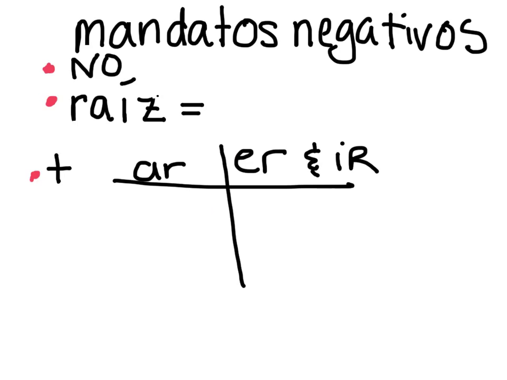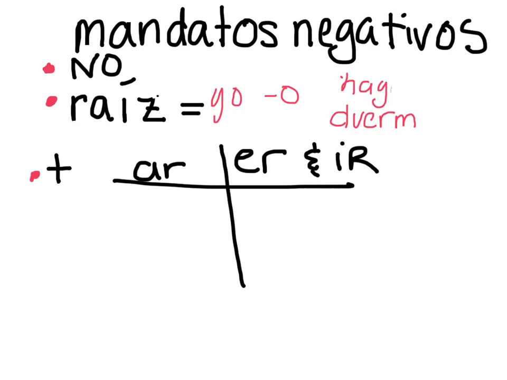Secondly, the root. The root of the verb is the yo form in the present tense minus the o. Let's look at some verbs. Hacer has an irregular yo form, right? So you would say yo hago, so your root is going to be hag. Or let's look at the verb dormir. You'd say yo duermo, so your root is going to be duerm. And then you have regular verbs like hablar. It's always going to be habl.